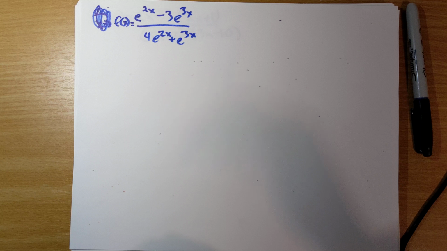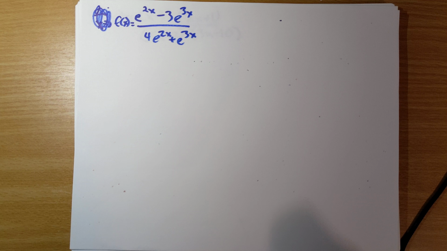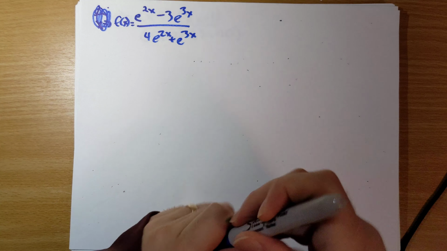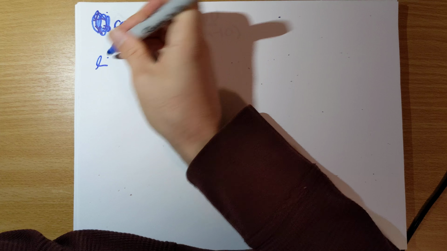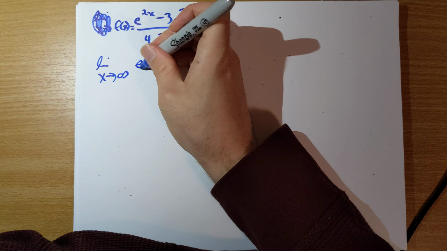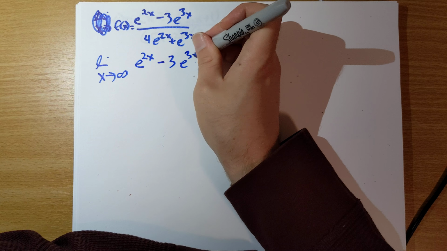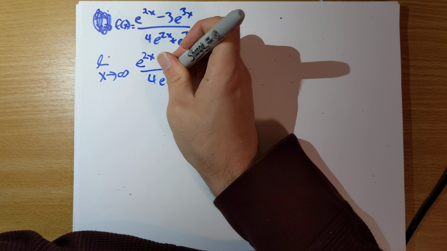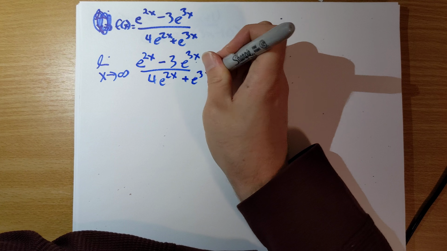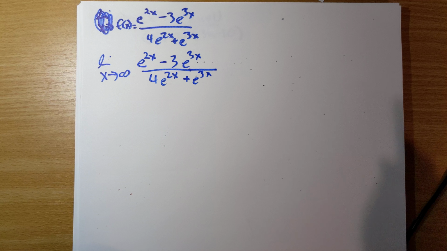Question number 32. Does this function have any horizontal asymptotes? Horizontal asymptotes, really what this is asking about is what do we get if we do the limit as x goes to infinity of f of x, e to the 2x minus 3e to the 3x over 4e to the 2x plus e to the 3x. And then also we'll do the limit as x goes to negative infinity.